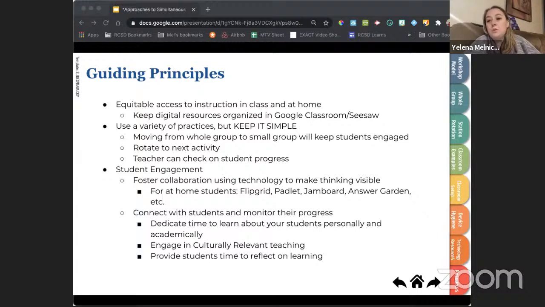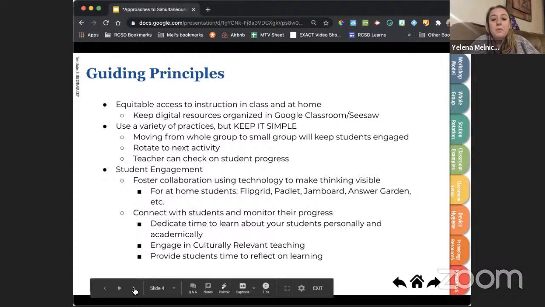Continue to utilize tools to get students' thinking visible, right? If you're using Padlet or Flipgrid or Jamboard, don't think that you're now not able to use those tools. Continue to use those digital tools and continue to connect with students and monitor their progress no matter where they're located. Engage in culturally relevant teaching and provide students with timely reflection and feedback on their learning.